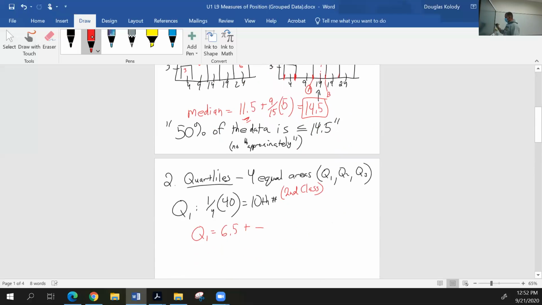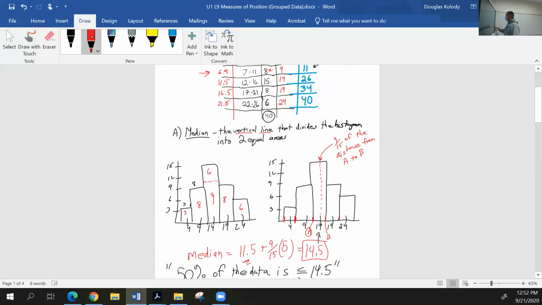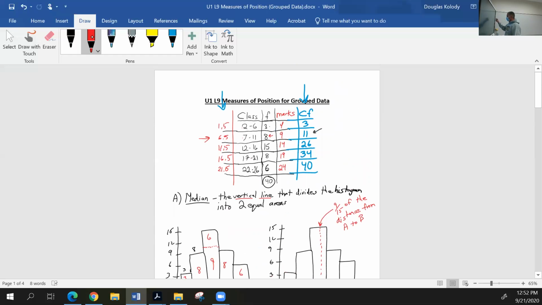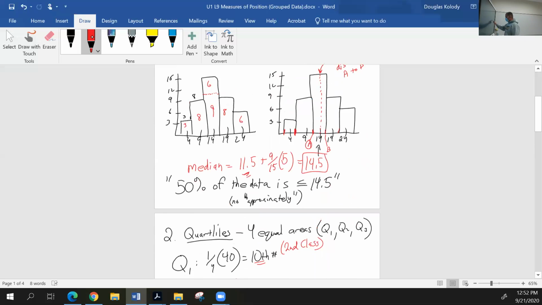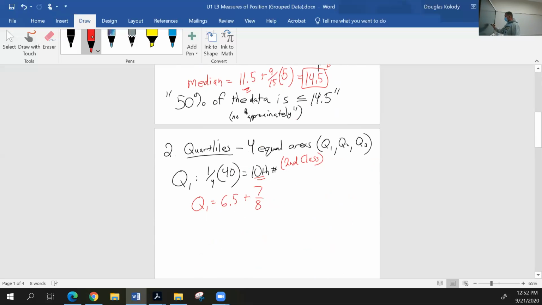So that's my denominator. Of the 8 numbers available in the second class, how many of those 8 numbers do we need to get to the 10th number overall? That's where these red and black numbers come into play. After one class, we have 3 numbers. 3 plus what gets me to 10? 7, Mr. Clody. 3 plus 7 gets you to 10. The 7, ladies and gentlemen, is the numerator.